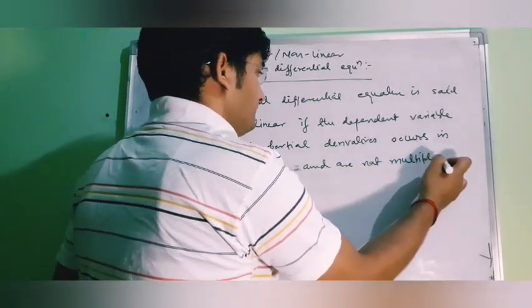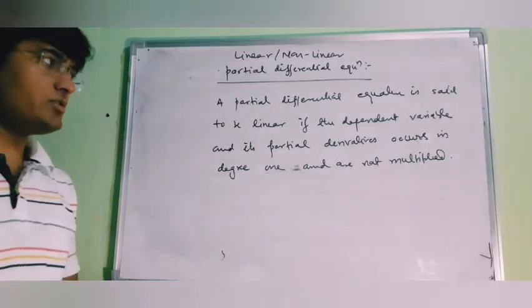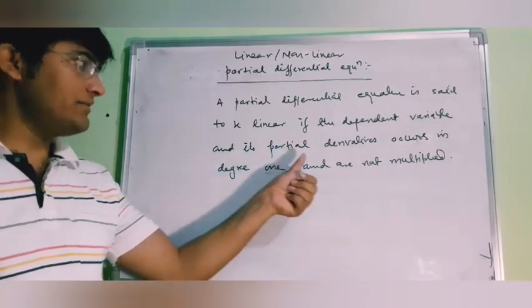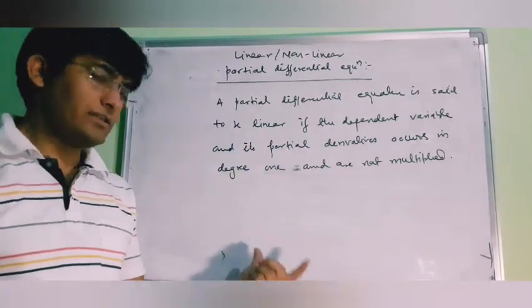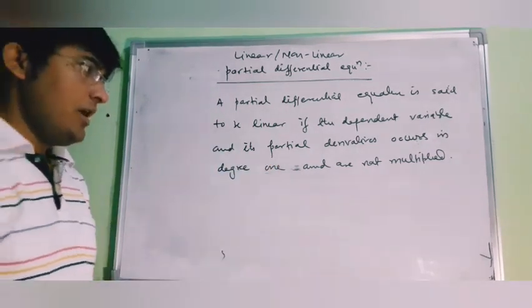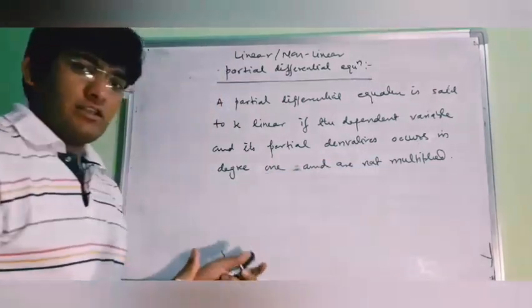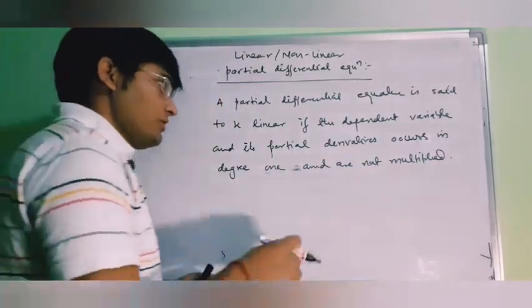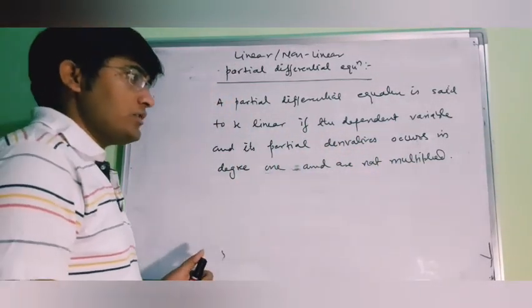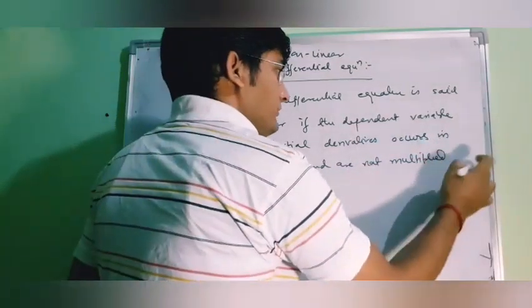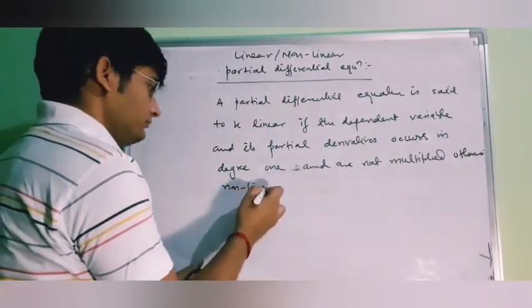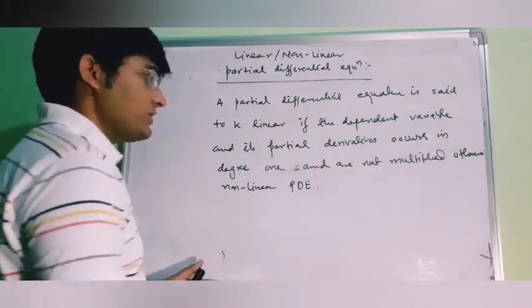That means a partial differential equation is said to be linear if the dependent variable, say your z, and its partial derivatives, which can be del z upon del x, del z upon del y, occur in degree 1. They should have degree 1 and are not multiplied. That means z and del z upon del x cannot be multiplied. Such type of partial differential equation are said to be linear partial differential equation and otherwise non-linear partial differential equation.